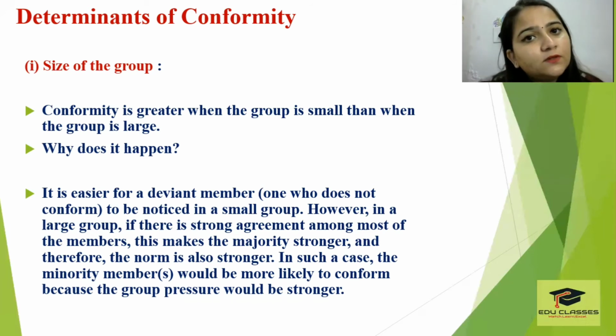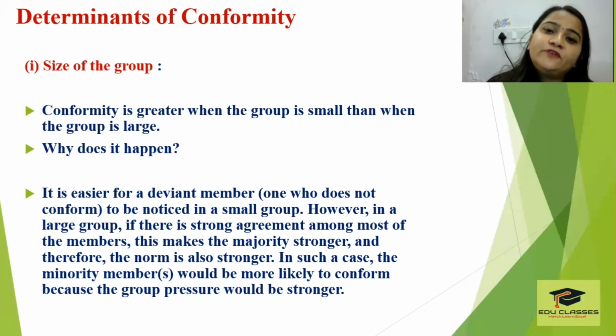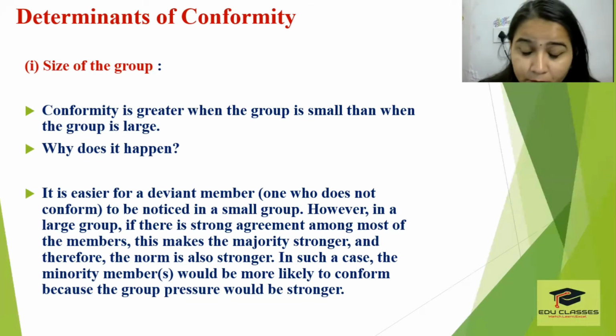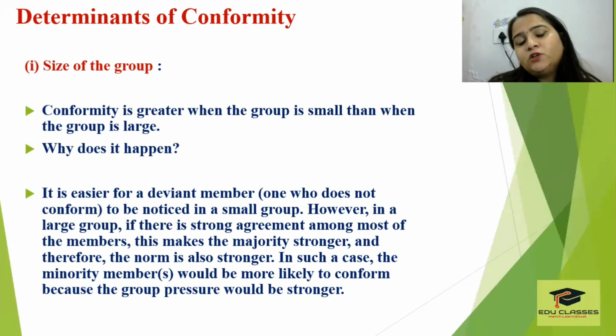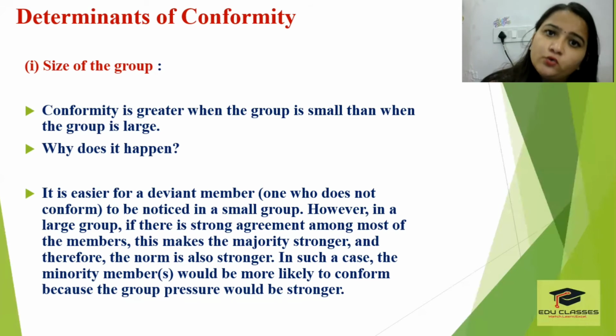Why does this happen? क्योंकि छोटे ग्रुप में आइडेंटिफाई कर पाना बहुत आसान है कि किसने फॉलो नहीं किया या कौन who is the one who is not going according to what should be the norm. On the other hand, in a larger group, it is still easier because you will not be identified in a very large group. But still, the pressure to conform is larger in a larger group, right?